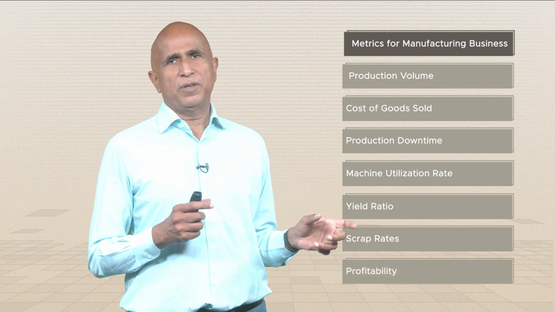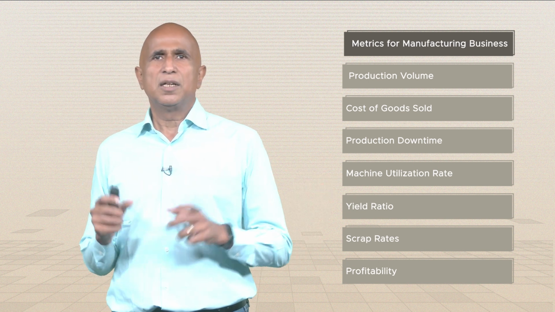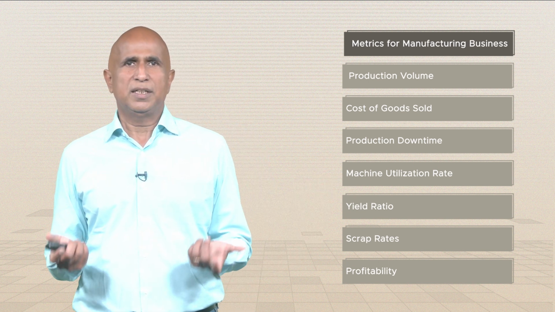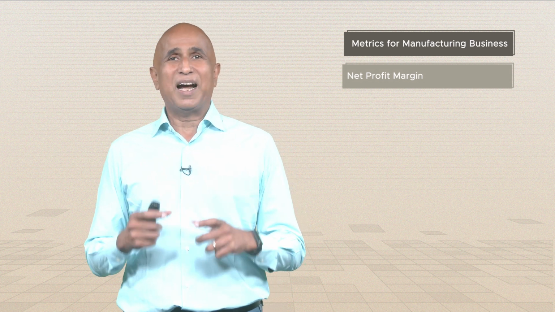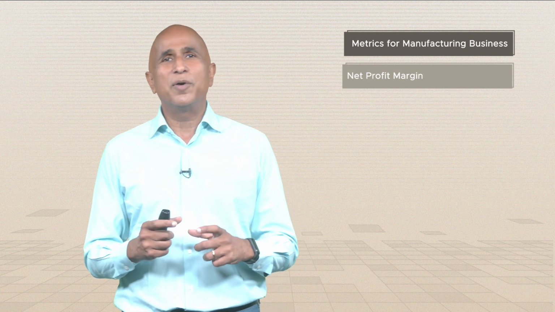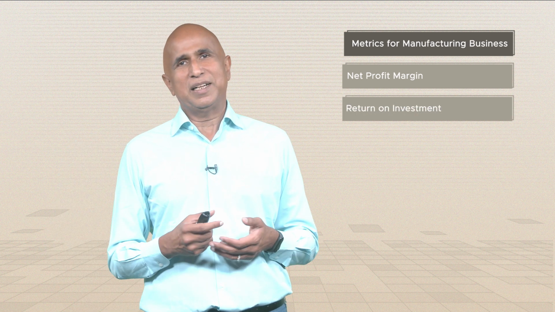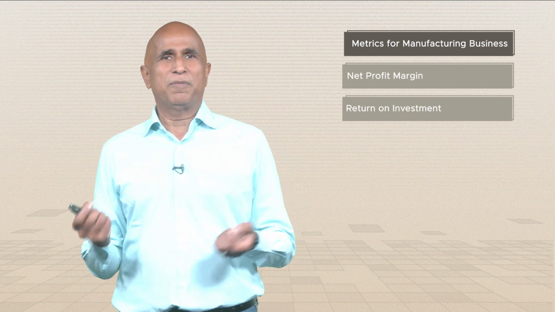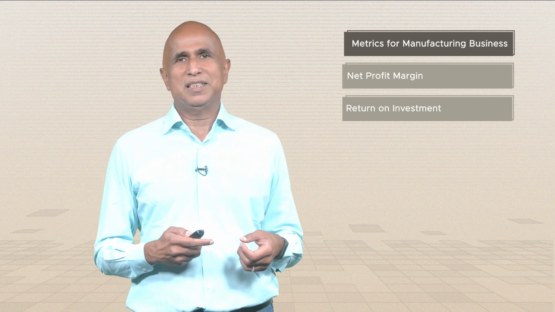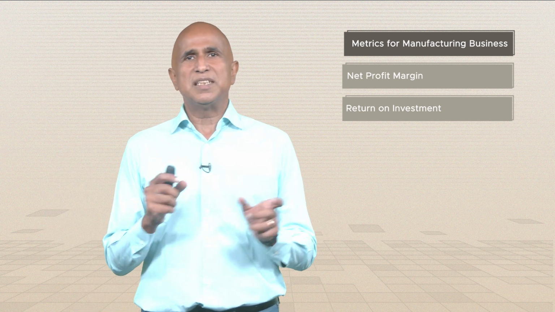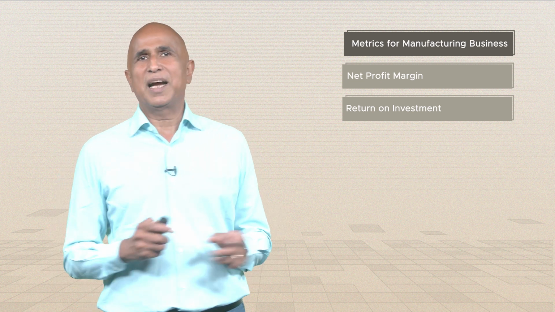Next metric could be profitability. What is the gross profit margin? Gross profit margin is nothing but the revenue minus the cost of goods sold. Net profit margin is the net profit after you take into account all the overheads and costs. Return on investment is another metric which measures profitability: for every rupee that you invested, what is the return the business is getting. These provide insights into the company's ability to generate profit from manufacturing activity.